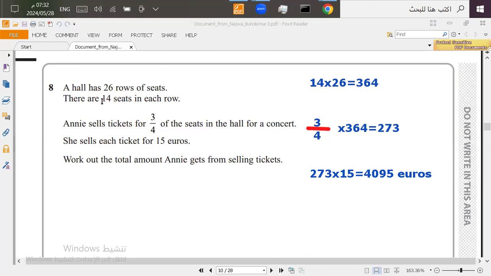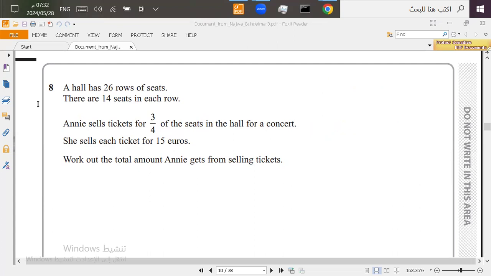So basically, first we found the total seats. We multiplied the rows by the seats in each row. And then we found 3/4 of the total seats. And then we took the seats that were sold and multiplied them by 15, which is the amount of money for each seat. And then we got the total money, which is 4,095 euros. Now let's move on to the next question.